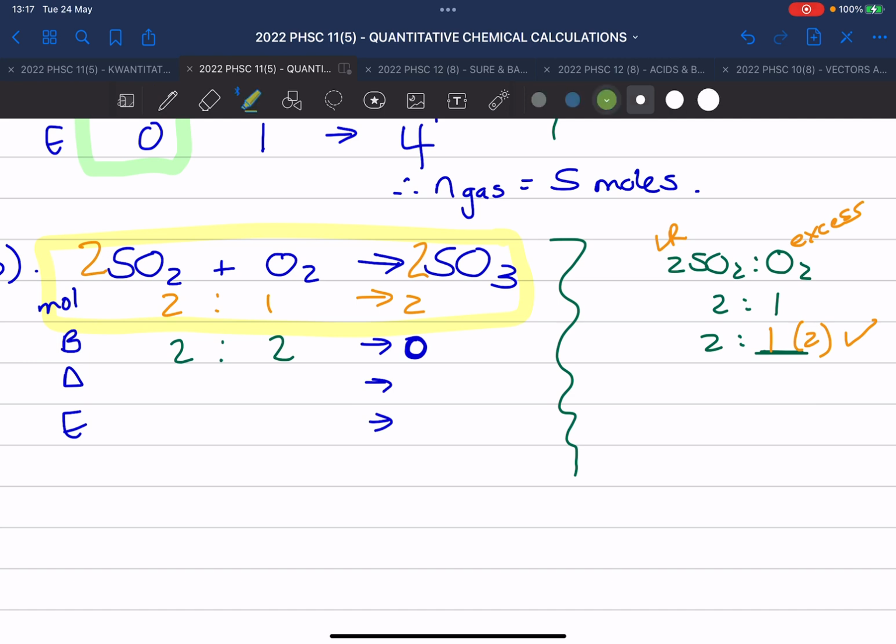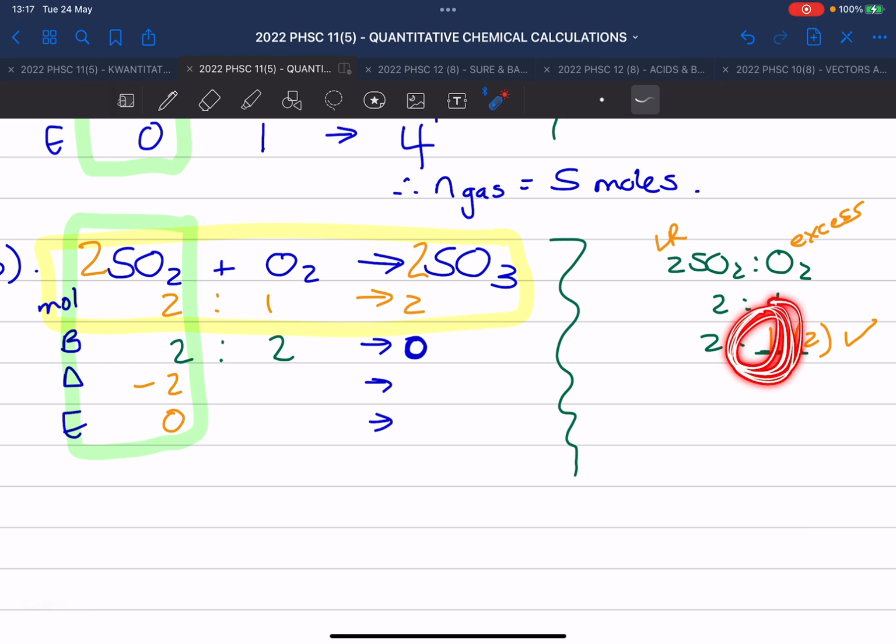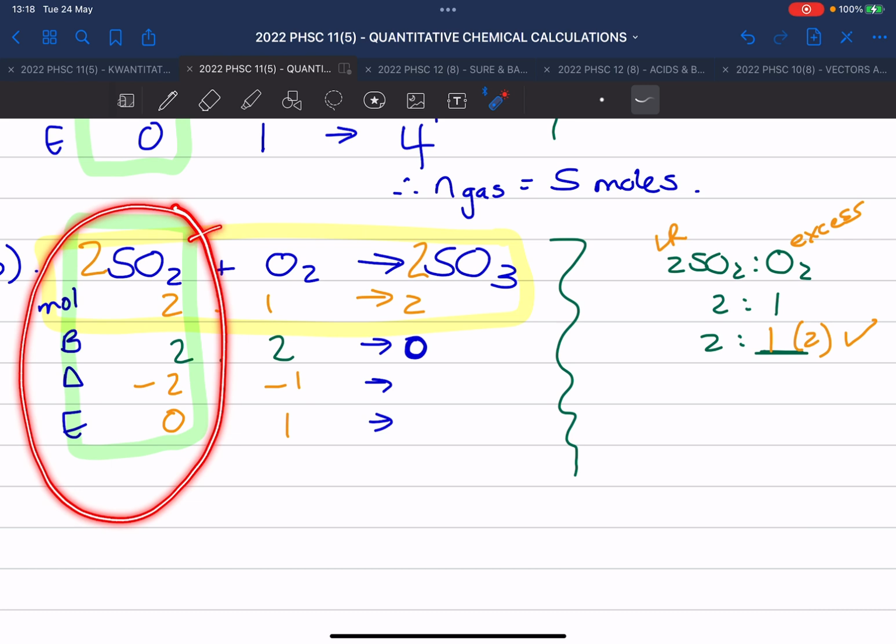Okay, so my one, that is my limiting reagent, I'm going to use all of it to have 0 at the end. And the other one that is in excess, I'm going to use what I've calculated. I'm going to use 1, so I'm going to subtract 1. Okay, then you use your limiting reagent to determine how much product you will get.